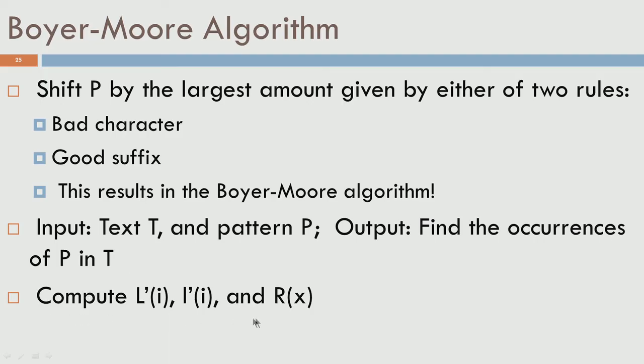The algorithm is very simple. You have to look at the description of these three arrays, which are L prime, small l prime and R. Recall that R is used by the bad character rule, and the capital L prime and the small l prime are used by the good suffix rule. There are also two additional arrays, called the N array and the Z array, which are used for the computation of the values in the small l prime. So this completes the presentation of the Boyer-Moore algorithm.